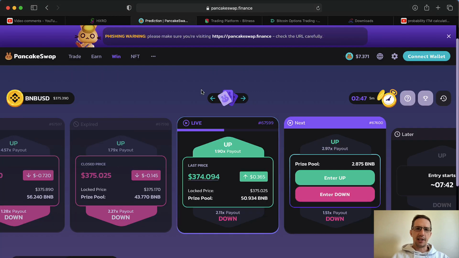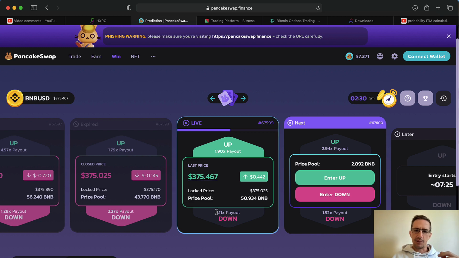But let's jump over here to the PancakeSwap predictions market. So this here is a very good interface. It's laid out very well, but as I summarized in the video I posted yesterday, this is complete gambling because you really don't know what payout you're going to end up with. And if you don't know that, it's pure gambling.